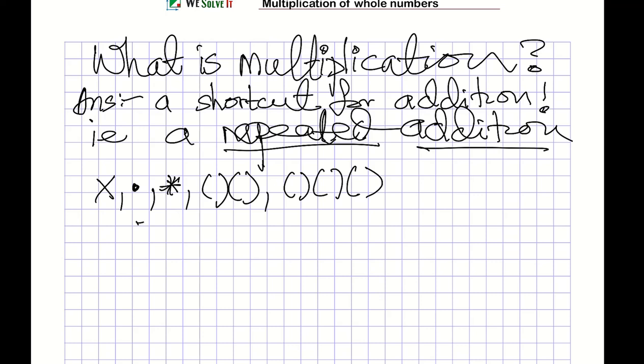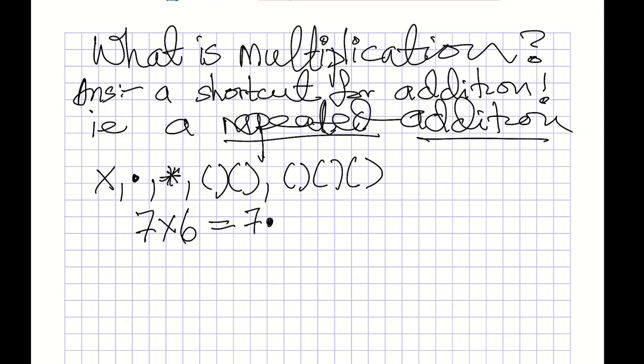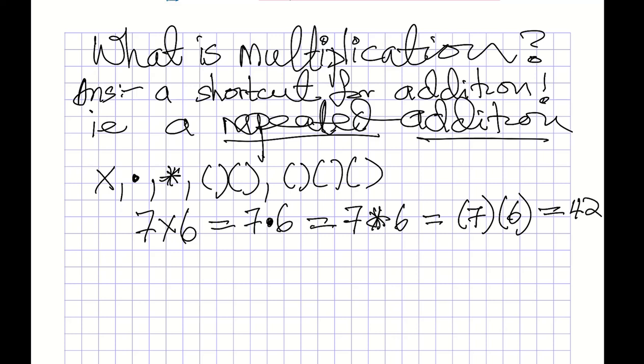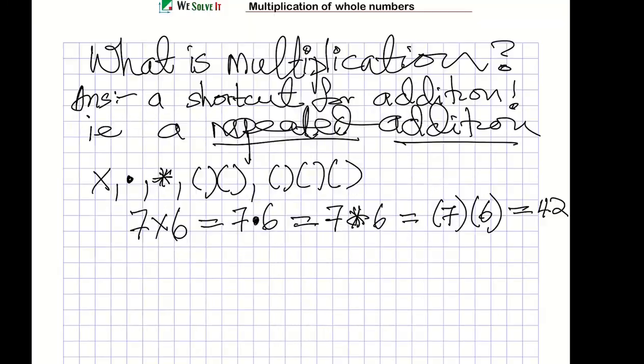So if you have 7 times 6, you can write it as 7 dot 6, or you can write it as 7 star 6, or you can write it as 7 times 6, like that. They will all lead you to 42. No matter how you do it, you get 42 out of them. So those are the symbols of multiplication.